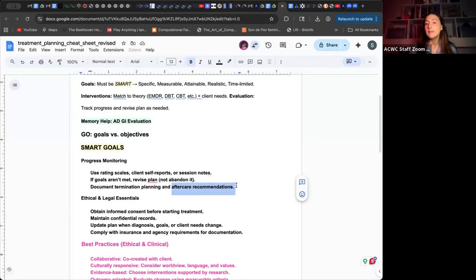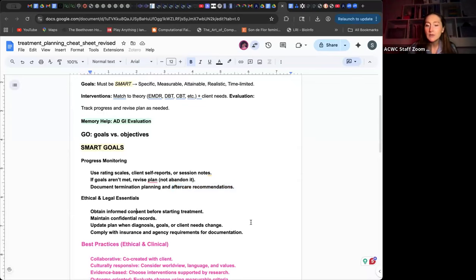So that would be more like an ethics type question with treatment planning: does the person taking this exam know that you don't just cut off from your client and ship them off, right? You have aftercare recommendations.